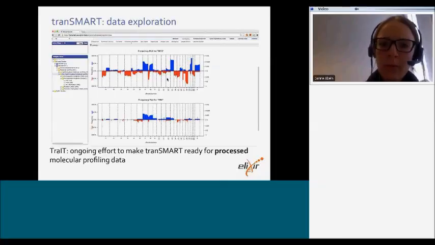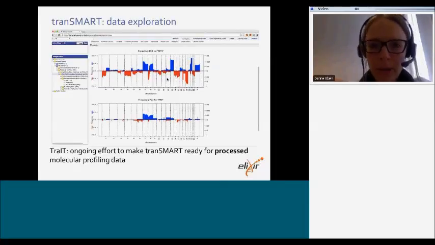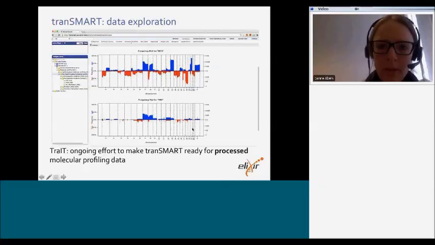Transmart allows some specific analysis. So this, for example, is copy number gains. You see here over the different chromosomes, and you can see here over all the patients. You can see what typical profiles are for two subtypes of cancer here for patients.